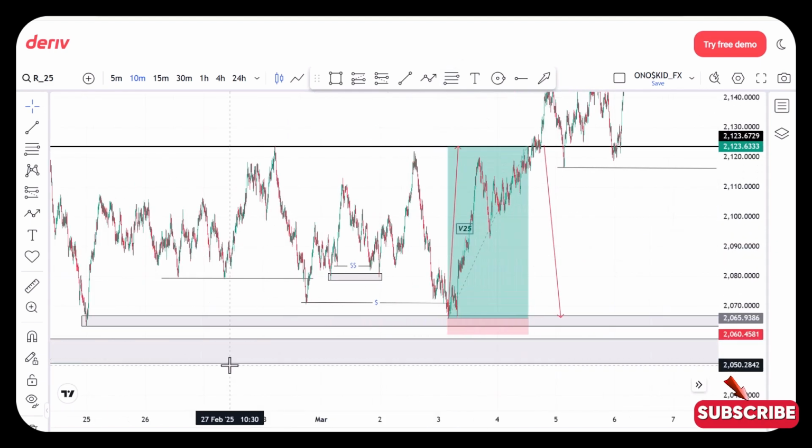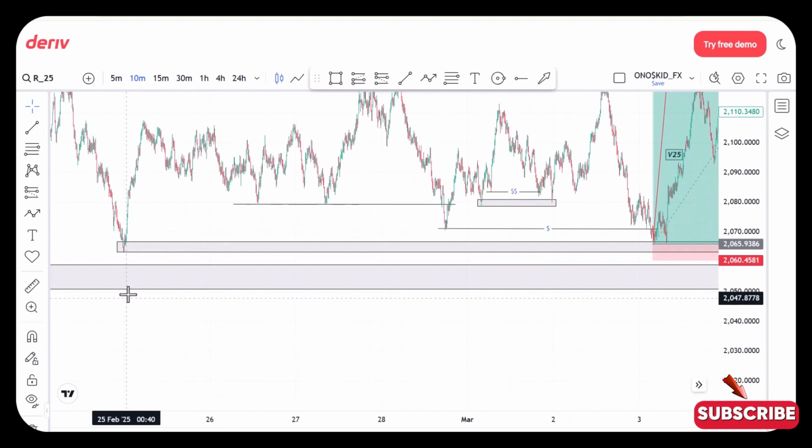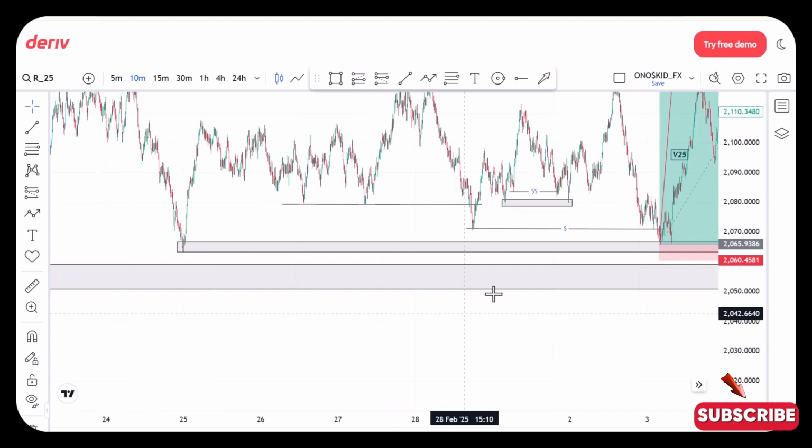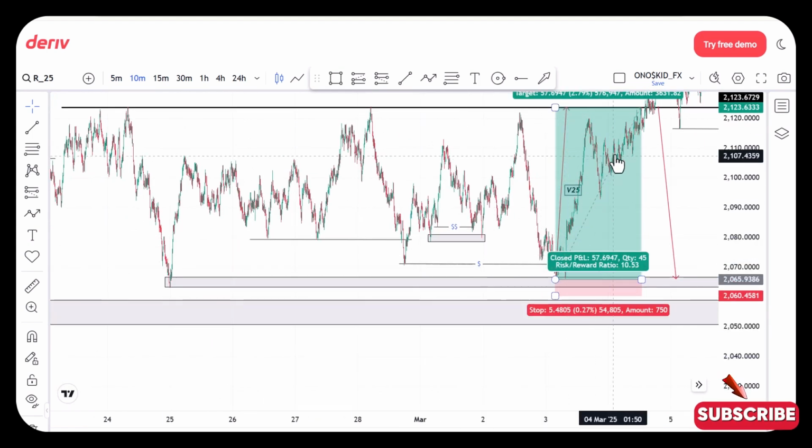Now look at this particular level as well. This is also an unmitigated order block. This time around it's a bullish order block, which represents the last bearish candle before we have this institutional order blueprint. Okay, now what happened? Price tapped into it, and we have this massive buy to the upside hitting our TPs, and this is a risk to reward of what? 1:10. See, this is massive.